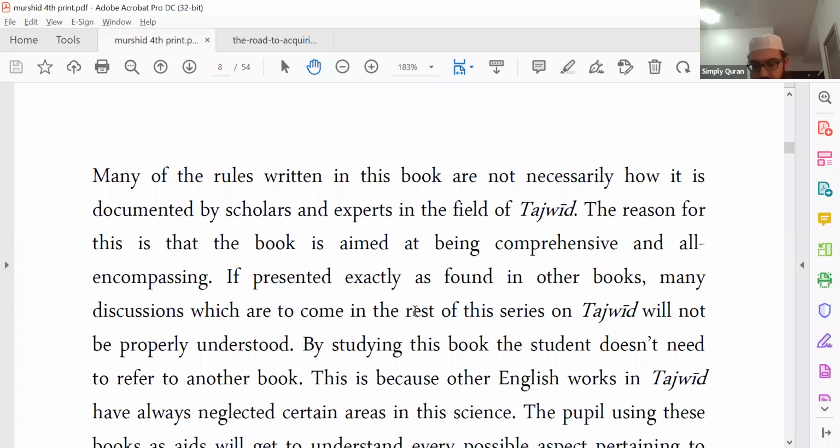Okay. Now that was the technical definition. What is the linguistic definition of Tajweed? To do something properly. Okay, good. To recite, to do something properly, to do something good. Excellent.